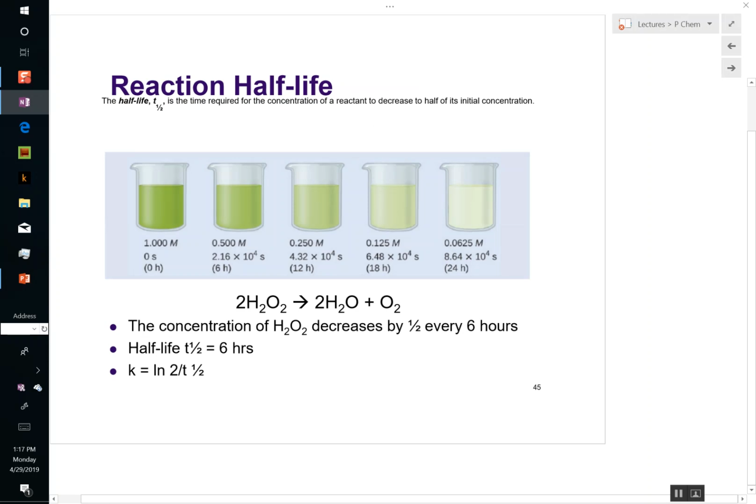Here's an example. We talked about hydrogen peroxide on Friday. Hydrogen peroxide decomposing into water and oxygen. First order reaction. Half-life is 6 hours. So every 6 hours, the concentration is diminishing by half. 1 molar, half molar, 0.25, 0.125, 0.0625.